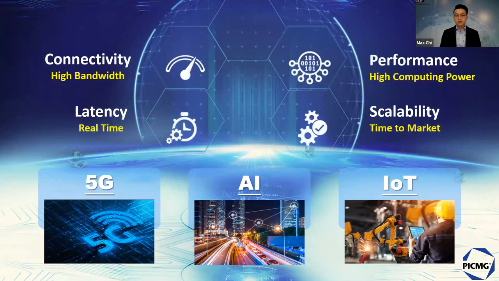First, connectivity. The Ethernet speed and I/O bandwidth need to go higher to transfer the data to the cloud. Second, latency. The response time needs to be fast, and now real-time becomes an important critical task. Third, performance. The computing power needs to be leveled up in order to shorten the time of data processing and analysis at the edge side. Fourth, scalability. While the world changes so quickly, it is important to be as quick as possible to adopt new technologies and make it time to market.